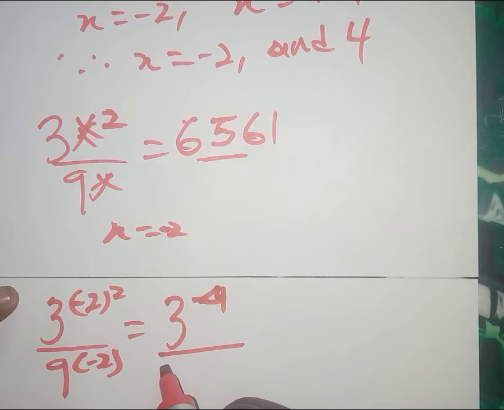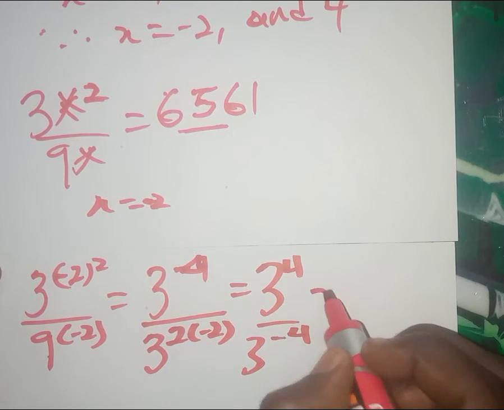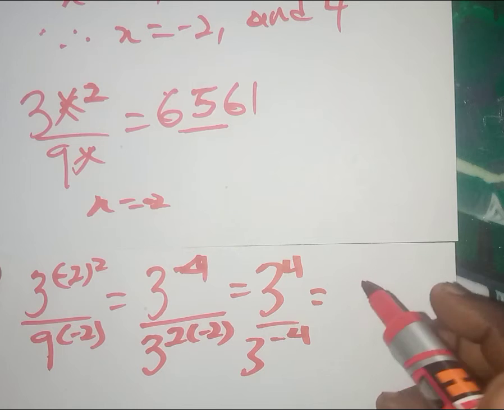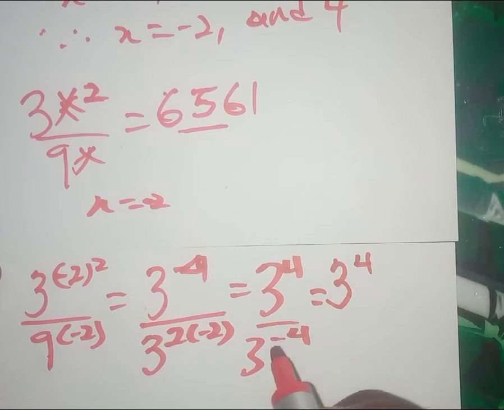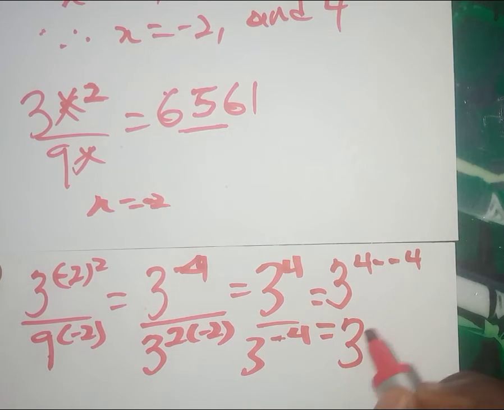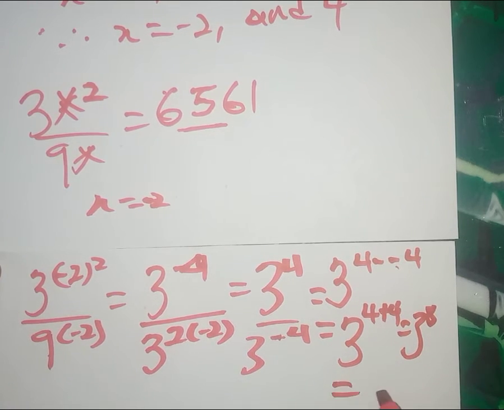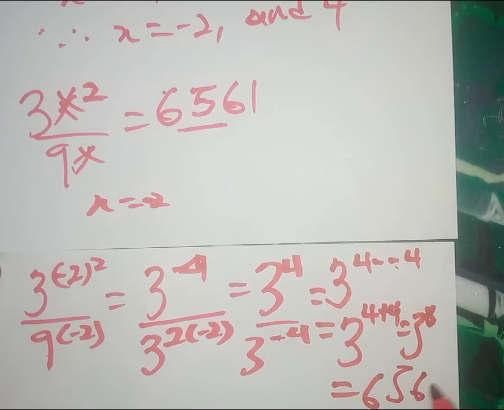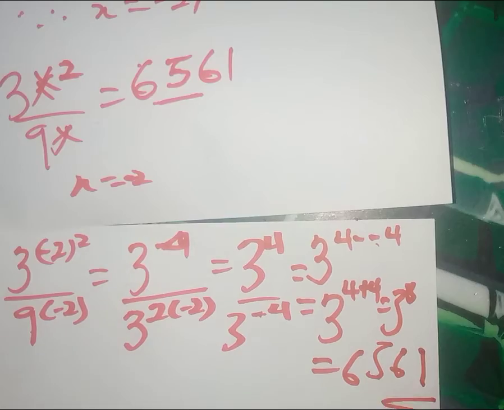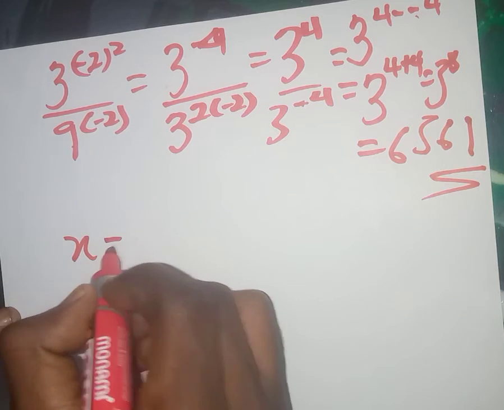Over here, since we have 9, we can write it as 3 exponent 2 multiplied by negative 2, which becomes 3 exponent 4 divided by 3 exponent negative 4. Now since the bases are the same and they are dividing, we subtract the exponents, so we have a common base 3. The 4 minus negative 4 becomes 4 plus 4, and then we have 3 exponent 8, which is equal to 6561, which is correct.